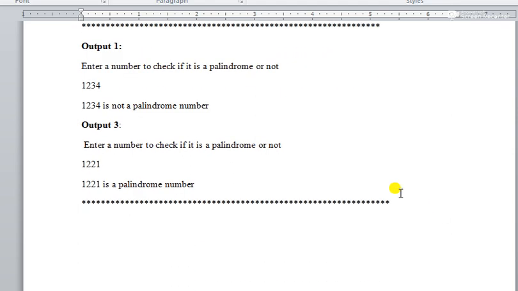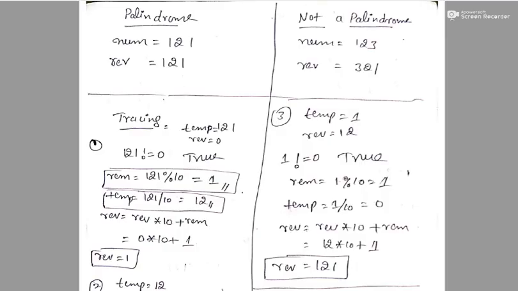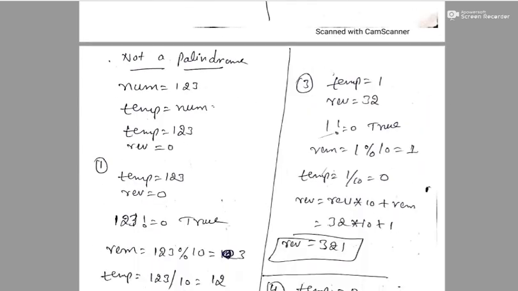And then next, enter a number to check if it is a palindrome or not. 1221. So 1221 is not a palindrome. Sorry, it's a palindrome. If you reverse this one, you get the same number. Okay, then it's a palindrome. So next we see the tracing for not a palindrome. See here, not a palindrome.